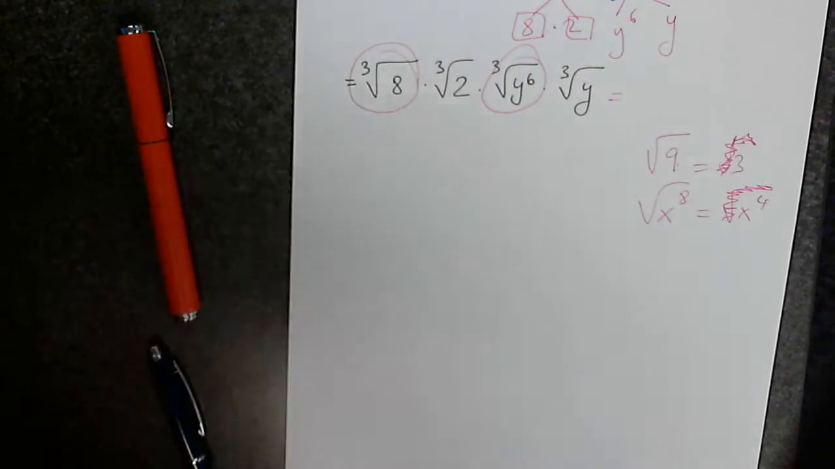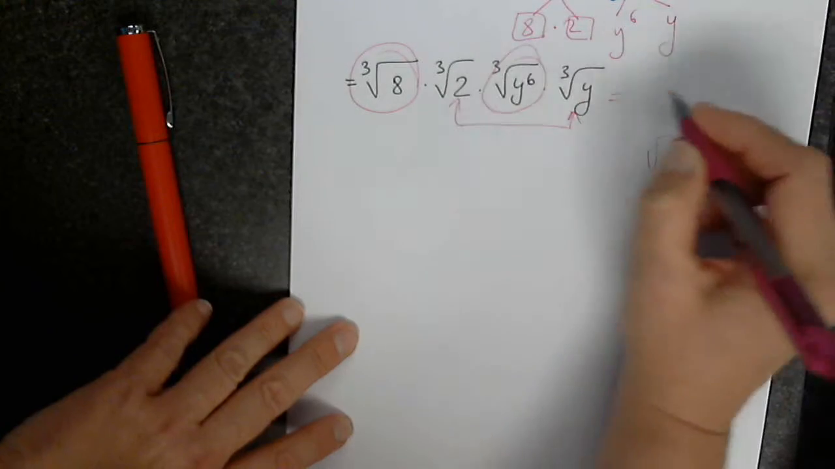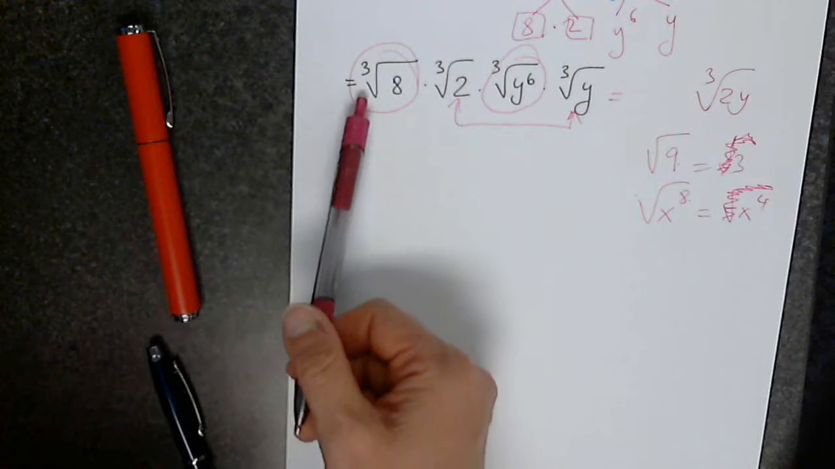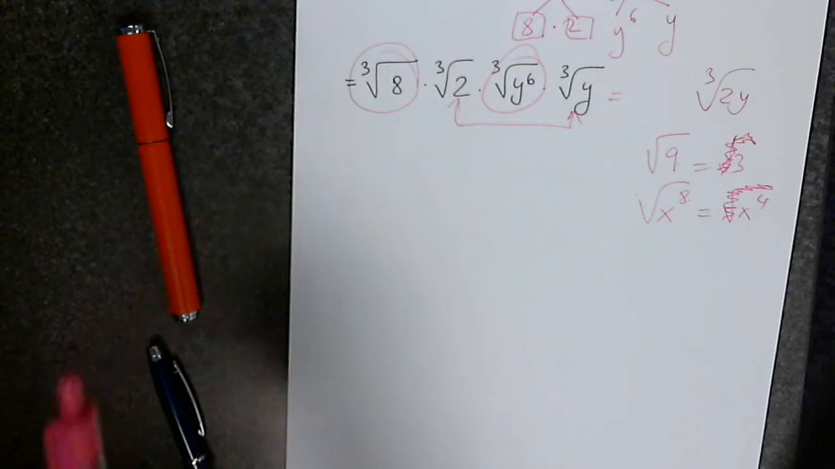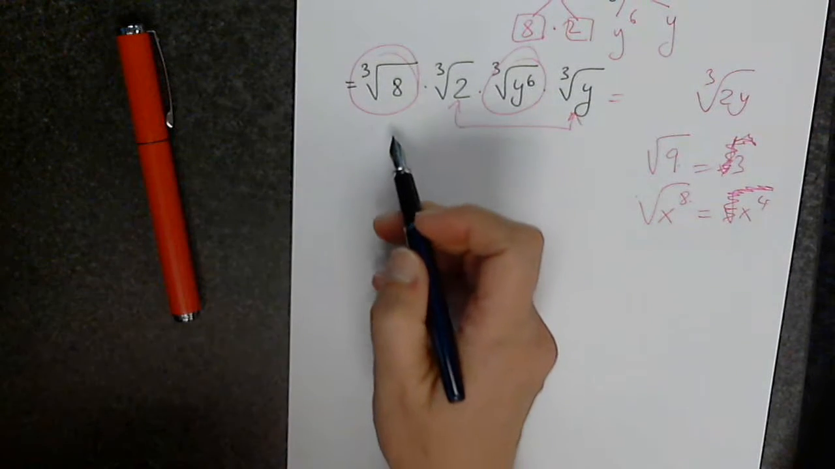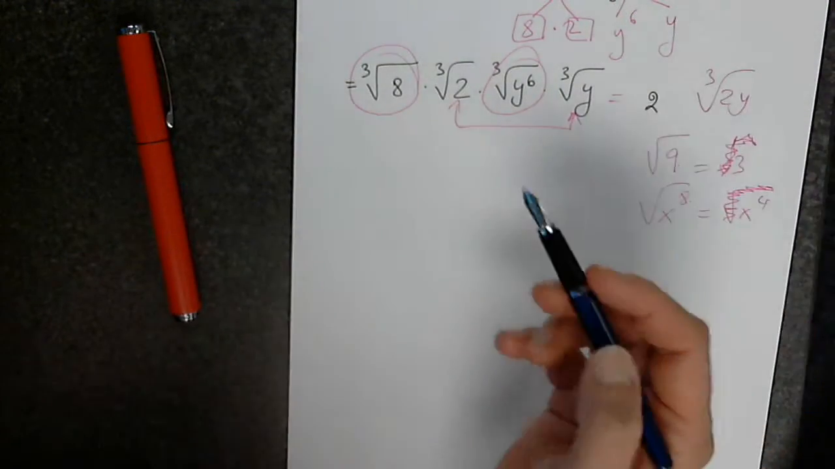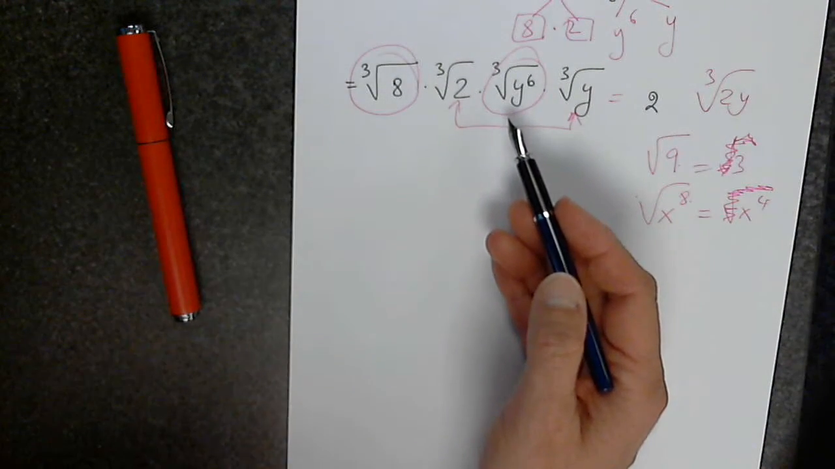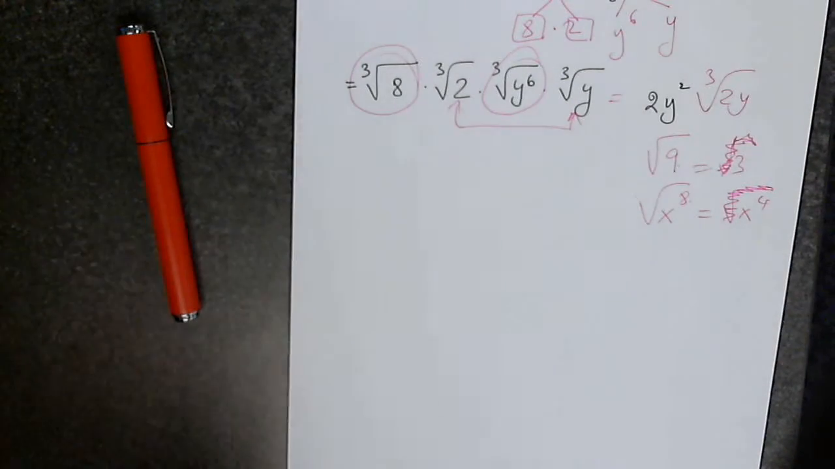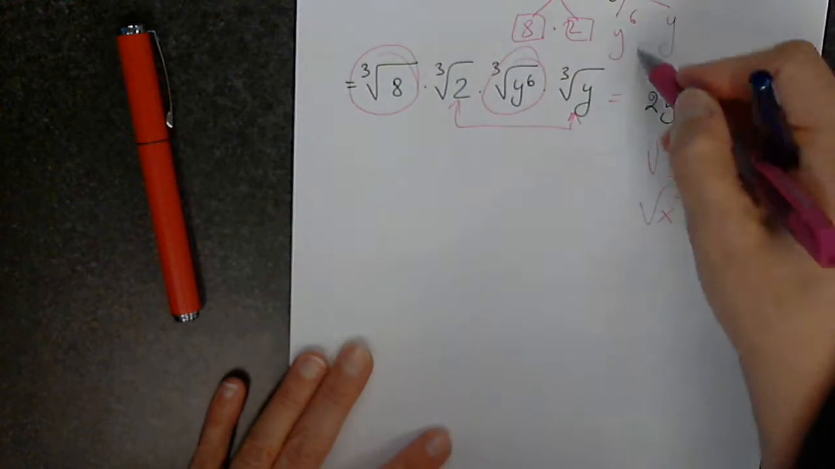So this and this will come out of the radical. No radical anymore. But these two have to stay. So I will have the cube root of 2y, and nobody can simplify those. But what is this? After I apply the cube root, I get 2. What is this after I apply the cube root? Very good. So 2y squared times the cube root of 2y. That is the final answer.